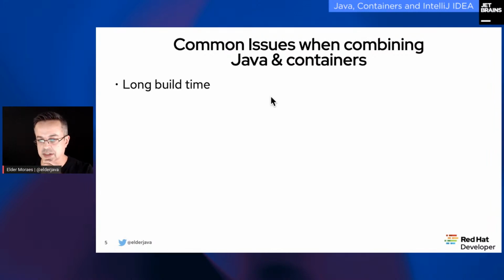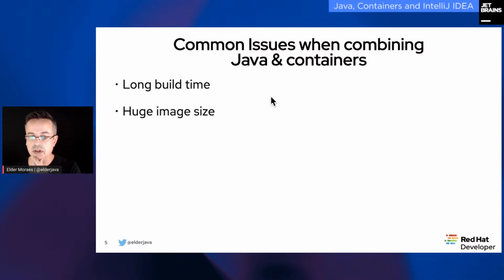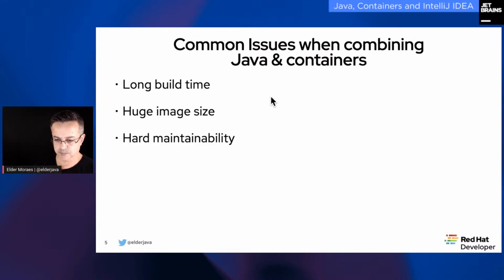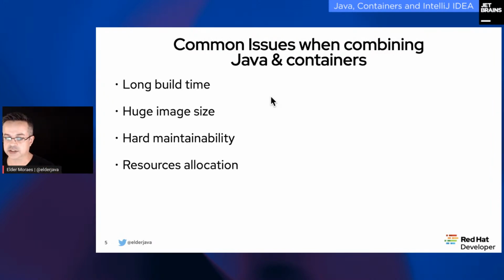Our conversation today will approach four main topics, the main issues when using Java and containers. The first one is the long build time when we are building container images. The second one is huge image size, especially, of course, when working with Java. The third is vulnerability maintainability and how we avoid it. And the last part is resource allocation.